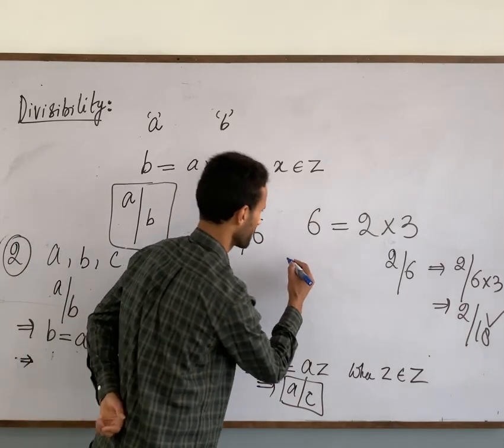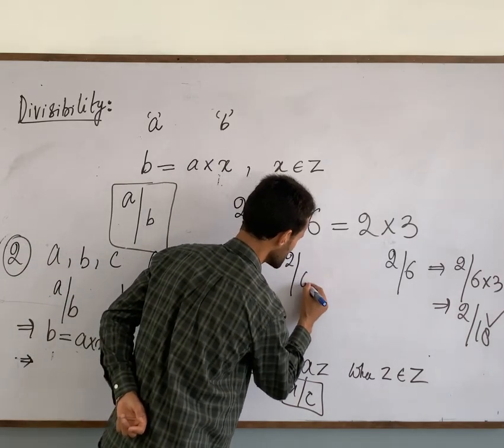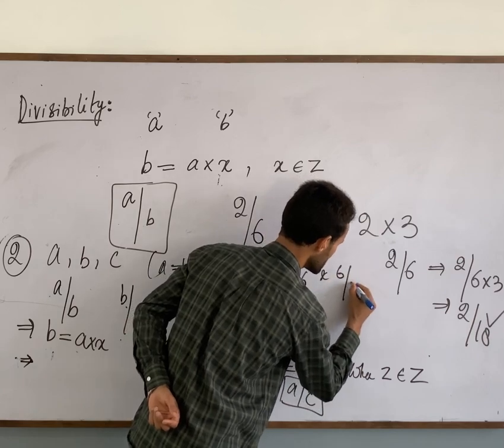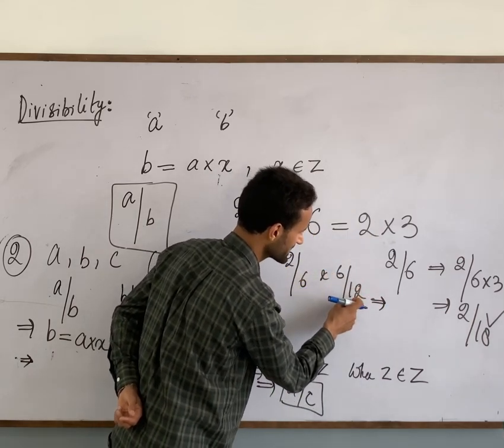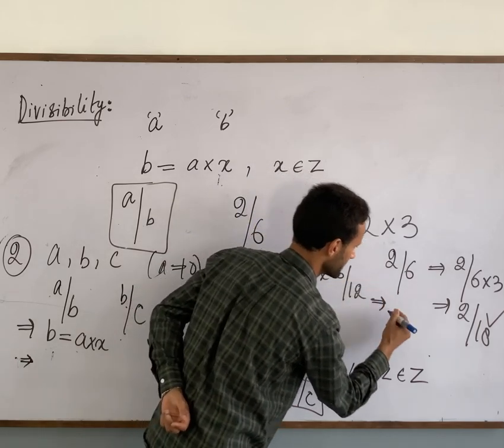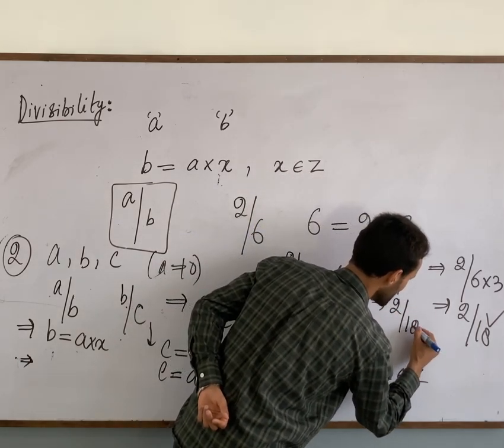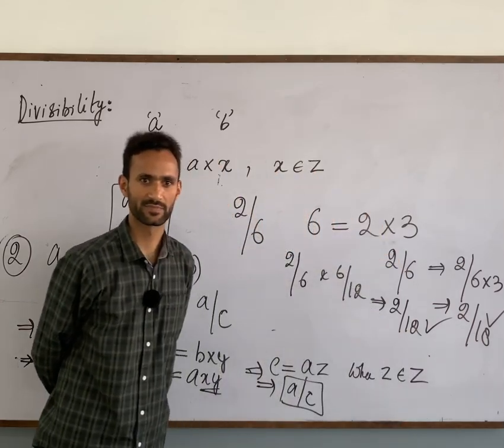It is like this: if 2 divides 6 and 6 divides 12, which implies that a divides b and b divides c, which implies that a must divide c, which implies 2 divides 12. That is also correct, okay?